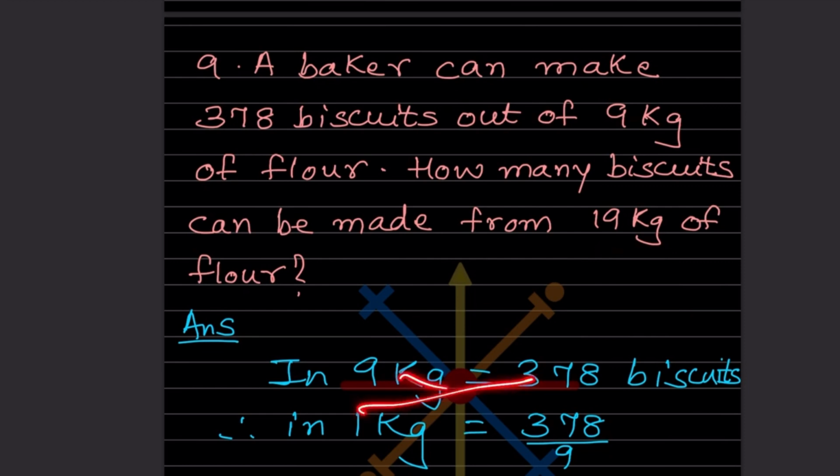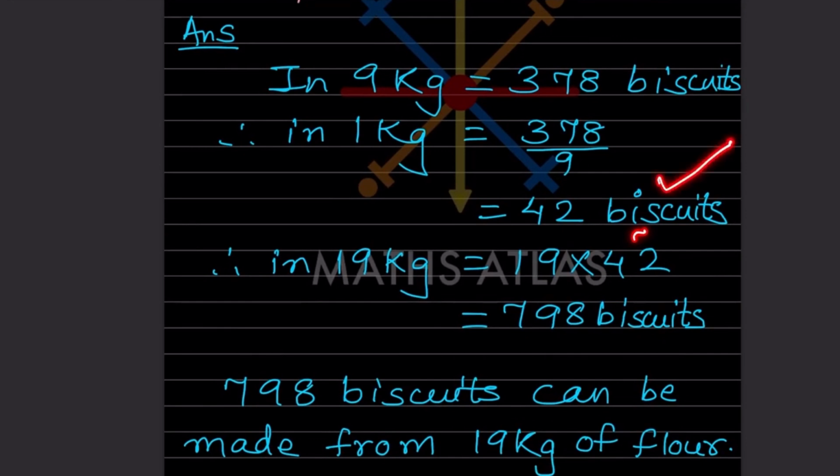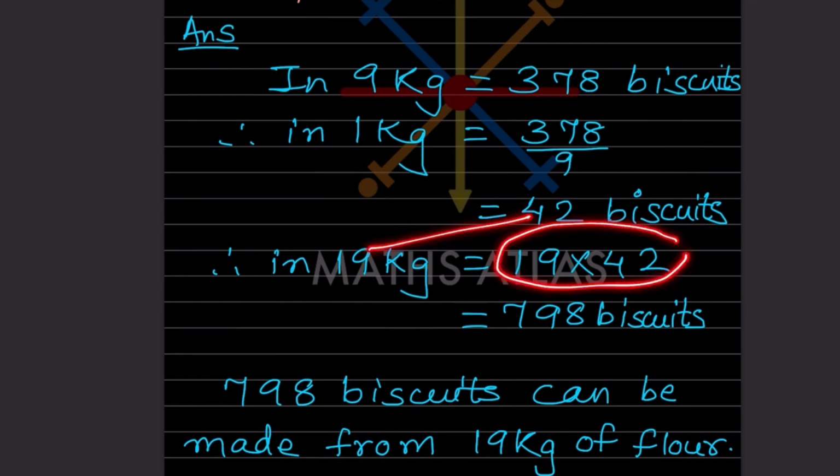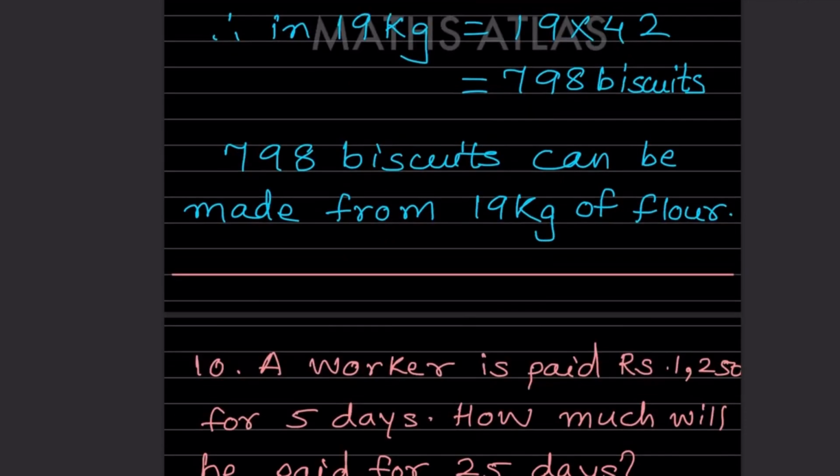So in 1 kilogram, again you will cross multiply. 1 into 378 is 378, and this is going to get divided by 9. When you divide this, what do you get? That is 42 biscuits. Now in 19 kilograms, how much will it be? 19 into 42 is 798 biscuits. So 798 biscuits can be made from 19 kilograms. You understood? Always find for one, whatever it is, kilogram or whatever, and then find for the actual number.